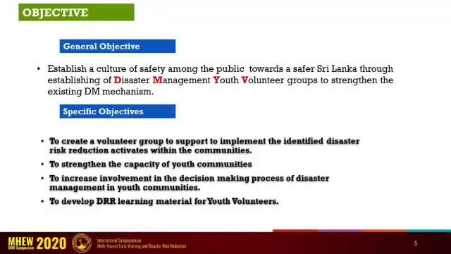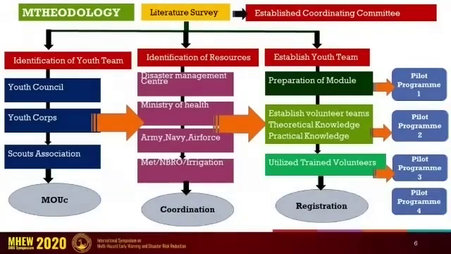There are several specific objectives to fulfill this program: to create volunteer groups to support, implement and identify disaster risk reduction activities within the communities; to strengthen the capacity of youth communities; to increase involvement in the decision-making process of disaster management in youth communities; and to develop DRR learning materials for youth volunteers. This program is divided into three phases. The first is the identification of the youth groups, and the second is the identification of resources and the establishment of the youth team.